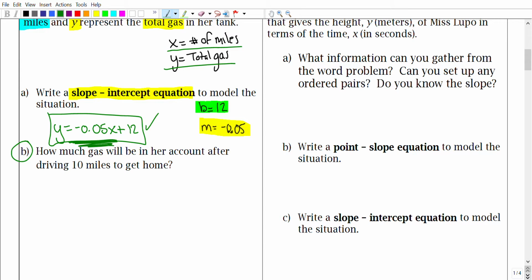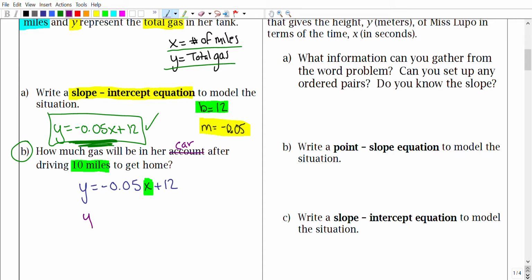So I'm going to go ahead and actually rewrite my equation, but then I'm going to go ahead and read this situation, and we might have to do a little bit of substitution. This says how much gas will be in her car, after driving 10 miles to get home. So what was I just given? I was given 10 miles. And we said that x is representing miles. So this 10, I'm going to have to substitute in here. Okay, so let's go ahead and do that.